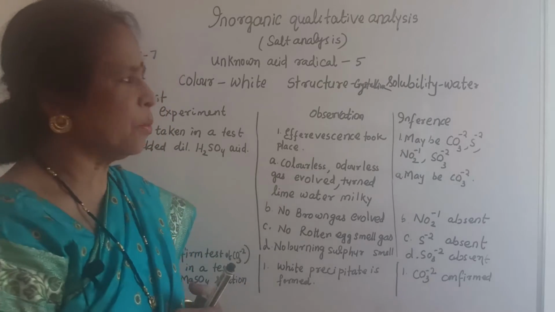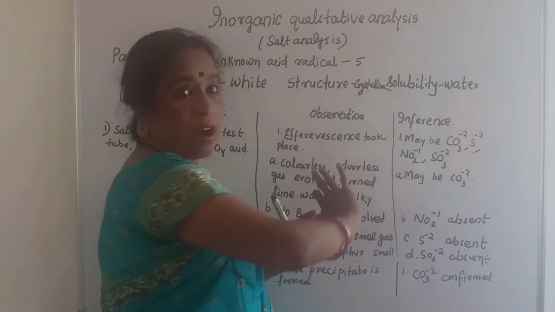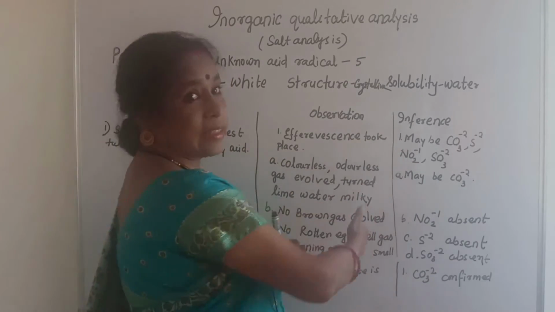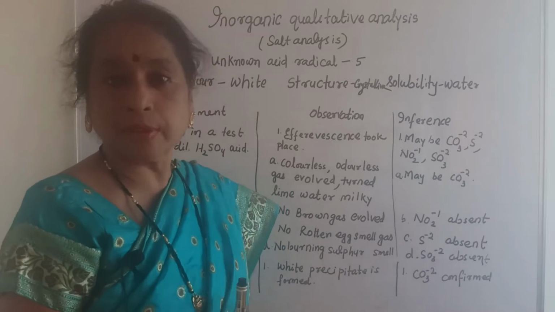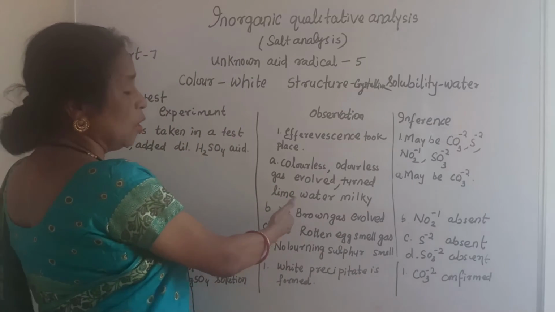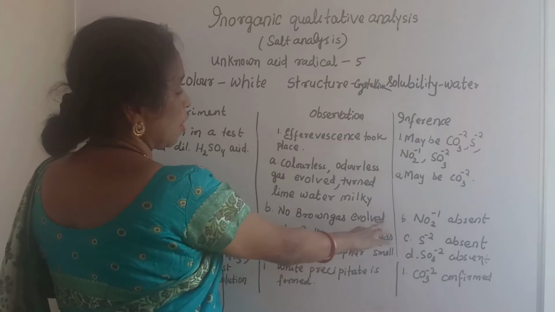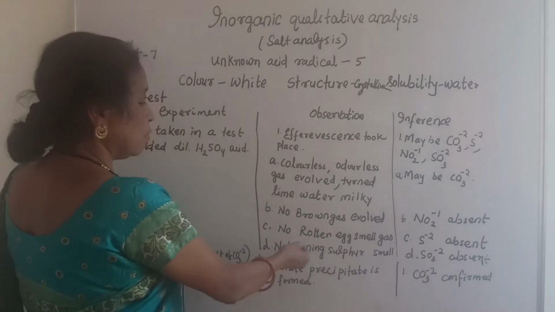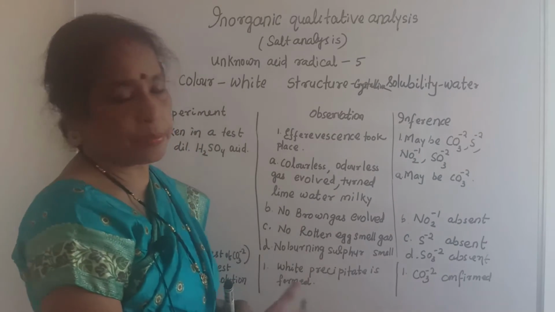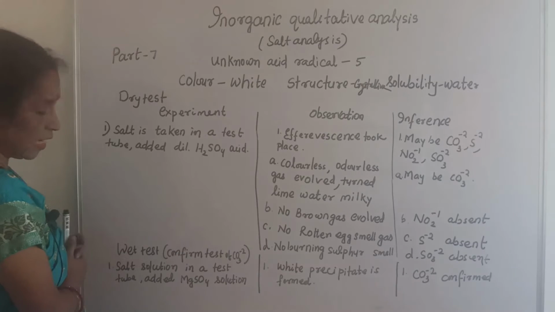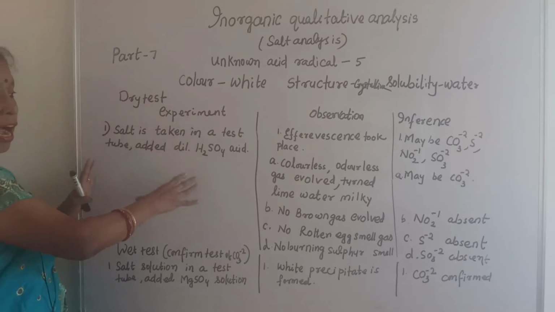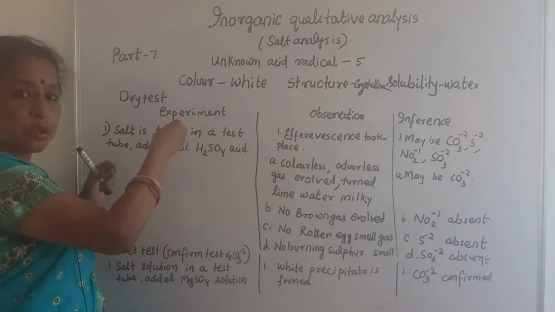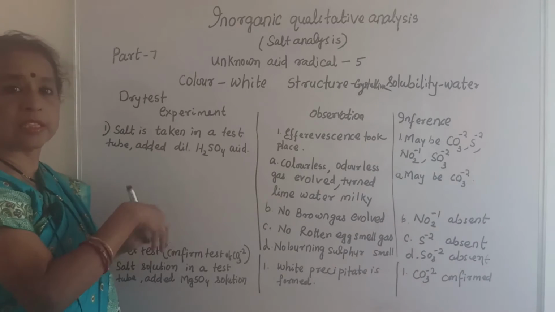Then how can I prove it? Because I know sulfide gives a rotten smell, nitrite gives brown gas, and sulfite gives a burning sulfur smell. That is why I have to show: no brown gas, nitrite absent; no rotten smell, S minus 2 absent; no burning sulfur smell, sulfite absent. Next we come to the wet test. In the wet test, since I am sure that it may be carbonate in my first group, I have to do the confirmatory test. Yes, I have done it.